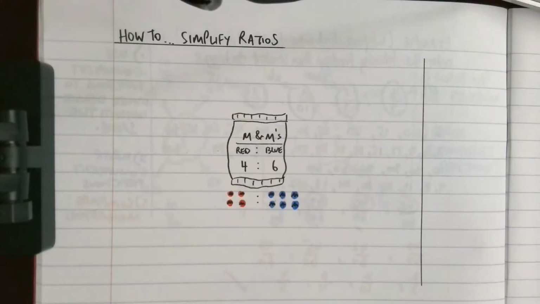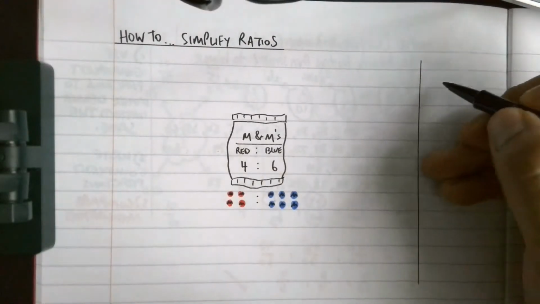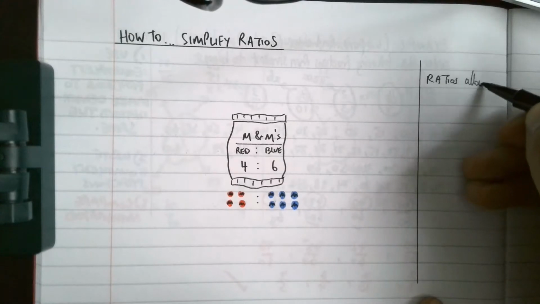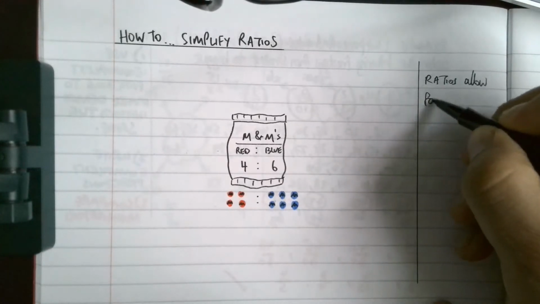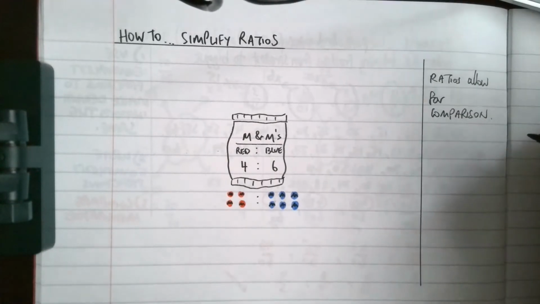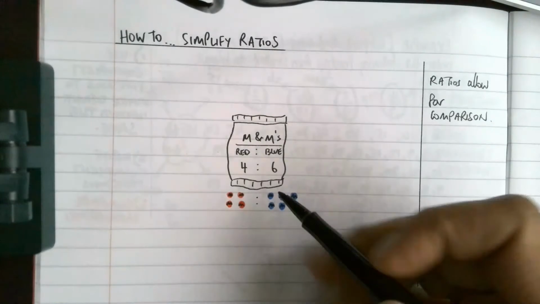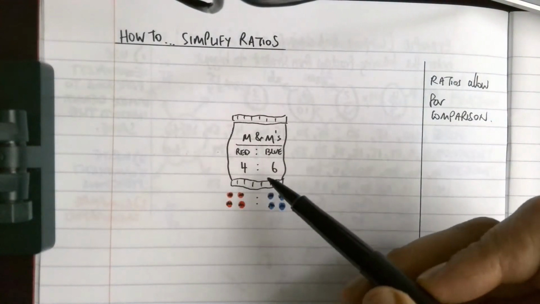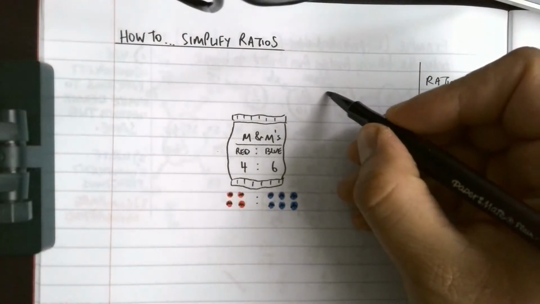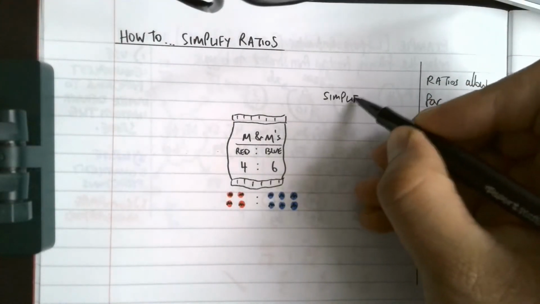We're going to look at how to simplify ratios. So if we've been given a bag of M&Ms with only 4 red and 6 blue in there, then we can say that our bag of M&Ms has been split into red and blue sweets in the ratio of 4 to 6. There's 10 sweets in the bag, 4 are red, 6 are blue, so we write that as the ratio of 4 to 6. So what ratios actually do is they allow for comparison. We can then compare the contents of that M&M's bag.